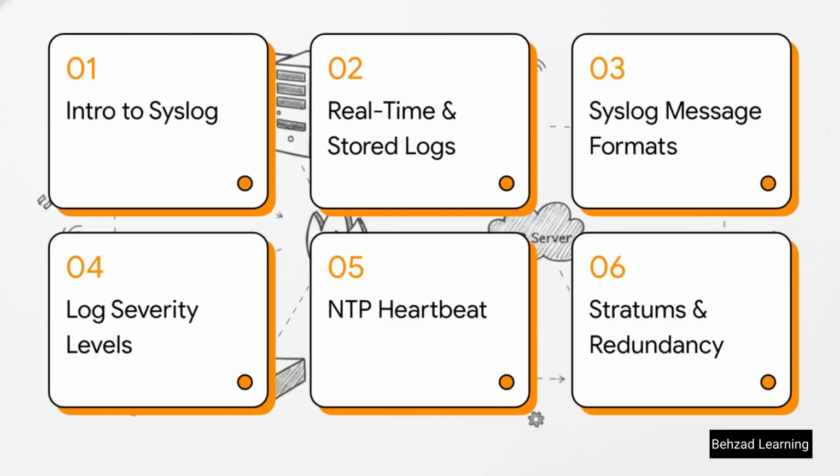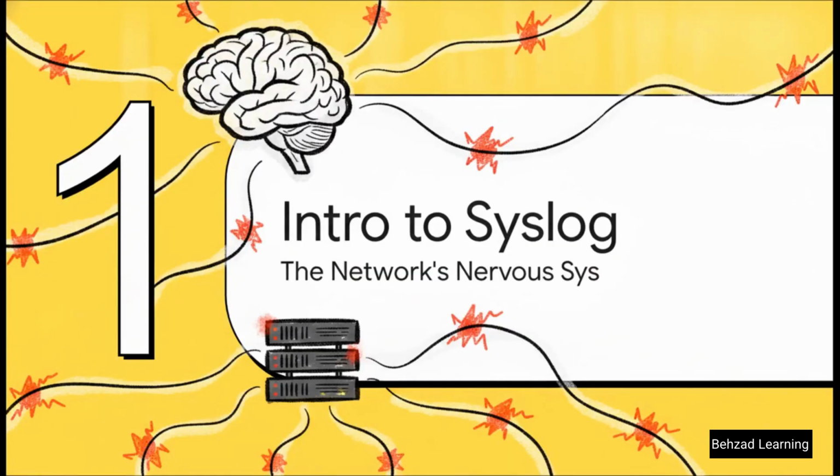Here's our roadmap. We are slicing this right down the middle. First, how devices report issues, covering syslog, storage, message formats, and severity levels. And then, how they synchronize their internal clocks to make sense of all those reports using NTP, stratums, and redundancy. All right, kicking things off with part one, the network's nervous system.